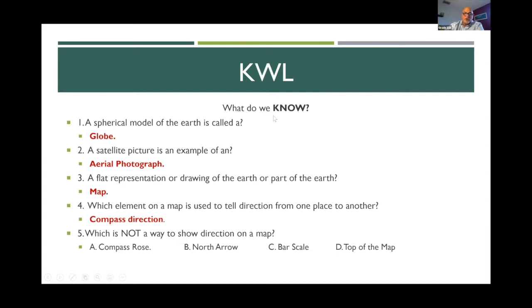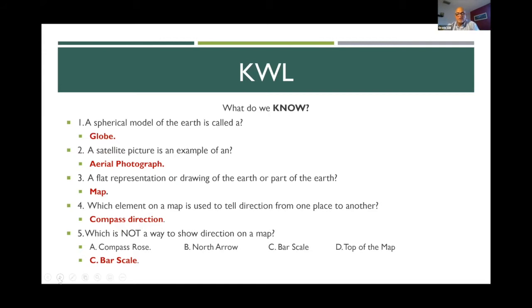Okay, which is not a way that we show direction on a map. So we can use a compass rose, and we're gonna make a compass rose today. We can use an arrow north. If we don't see a compass rose or an arrow north, we then assume that the top of the map is north. So that is also a way we can show it. The answer was C. C or bar scale is actually a way that we use or find distance from one place to another. Okay, great job, guys.